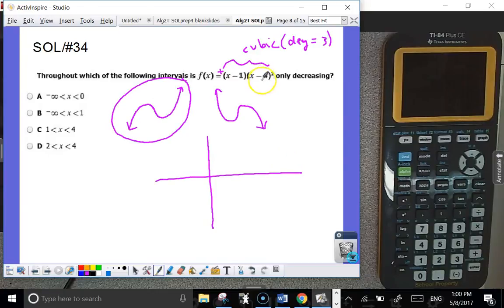What values of x will make f of x equal to 0? 1 and, what's the other one? 4, right? So it's 1, 2, 3, 4. So there's one zero where the graph goes through the x-axis here, and it goes through the x-axis here. Okay, but one of those factors is squared. How does that change the graph when you square that factor?